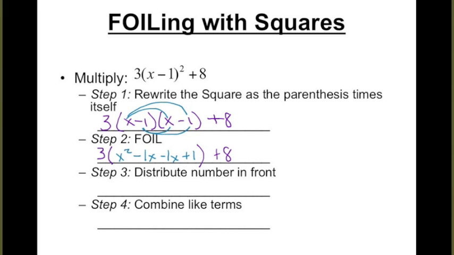Then we're going to distribute that 3 that's in the front of the parentheses to each part of the parentheses. So it's going to give 3x squared minus 3x minus 3x plus 3. And then that plus 8 just keeps tagging along. You only distribute through to the end of a parentheses. You don't keep on distributing to that.